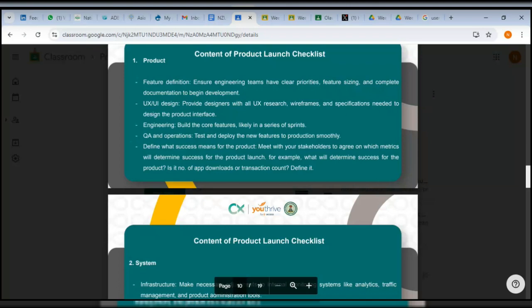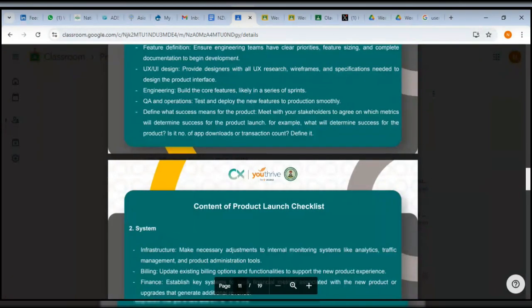You define what success for your product would mean, what it would look like, what criteria you want your product to meet, for you to say that you've successfully done what was set out to be done for a particular feature, functionality or performance. It says here, meet with your stakeholders to agree on which metrics will determine success for the product launch. For example, what will determine success for the product? Is it number of app downloads or transaction count?